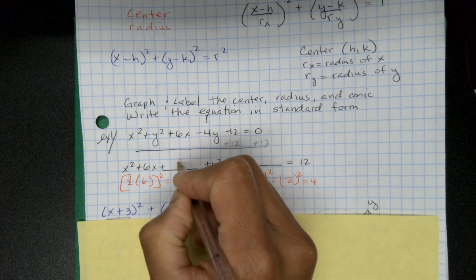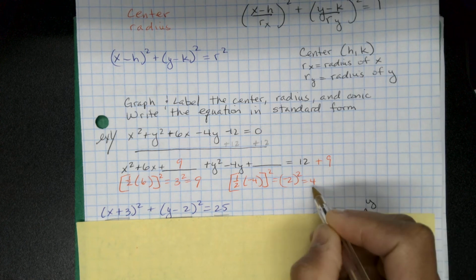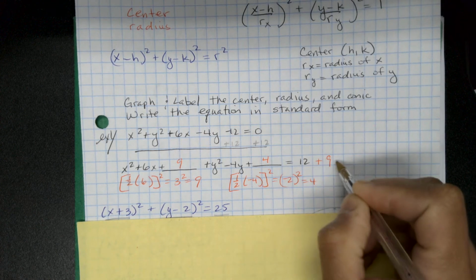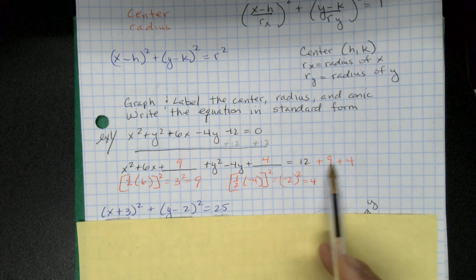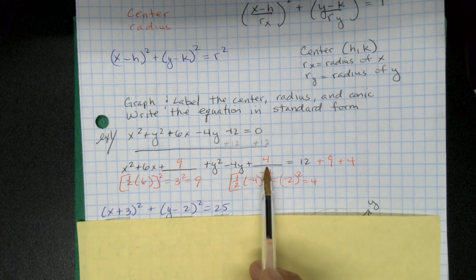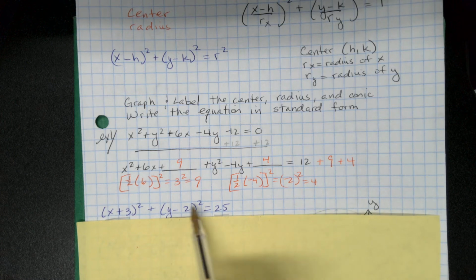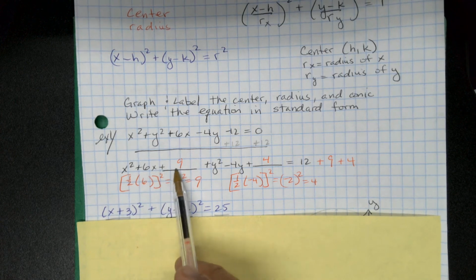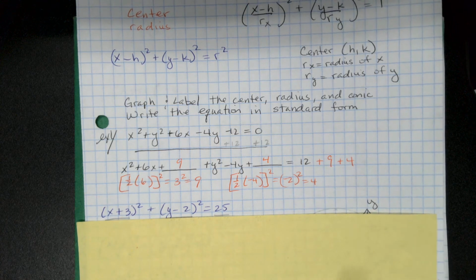So we're going to add 9, add 9, add 4, add 4. So 12 plus 9 plus 4 is 25. y squared minus 4y plus 4 can be rewritten as y minus 2 quantity squared, and x squared plus 6x plus 9 can be rewritten as the quantity x plus 3 squared.